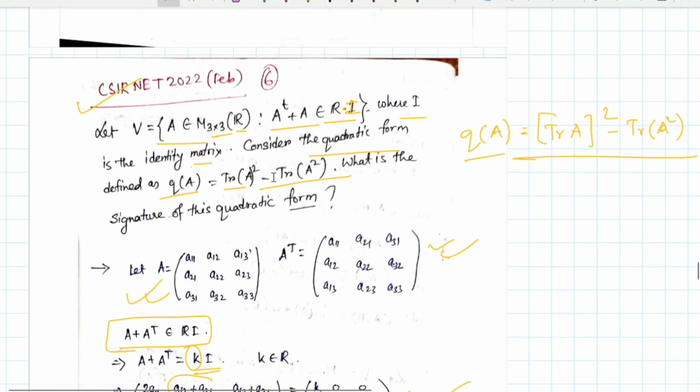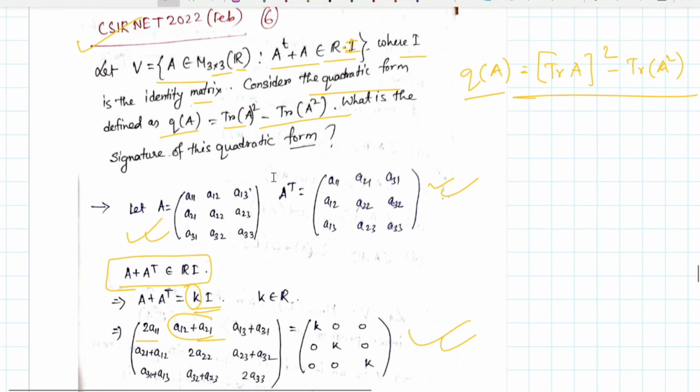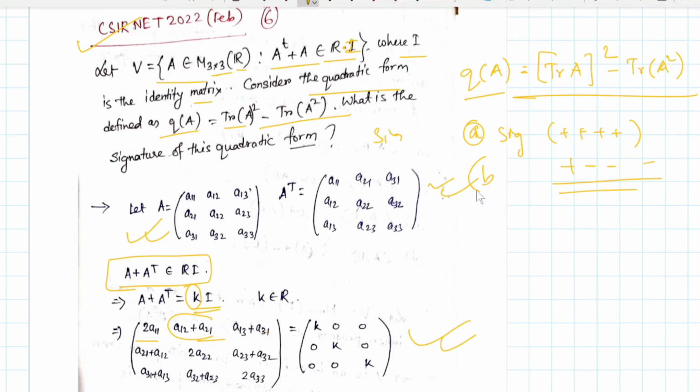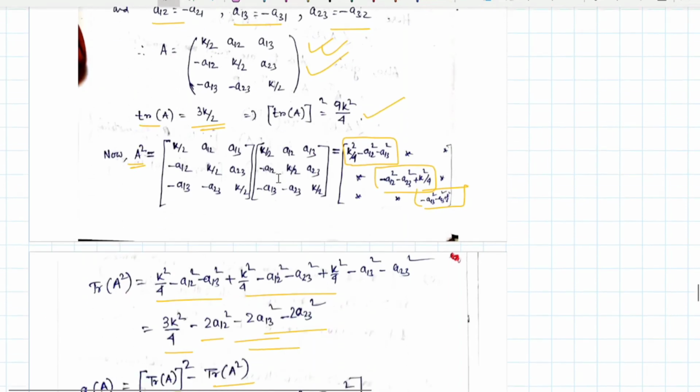Oh, I just forgot to write the options. Just a minute. Okay, so the options are like that. Signature options are plus plus plus, and plus minus plus and so on. So you just check out the options. Sorry for that, I forgot. So this is the last question and the answer is this one.